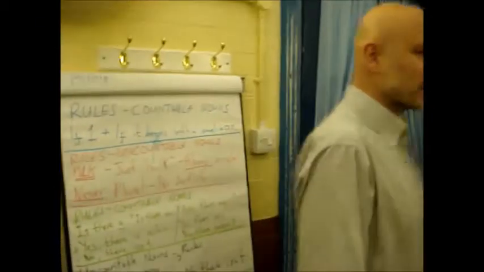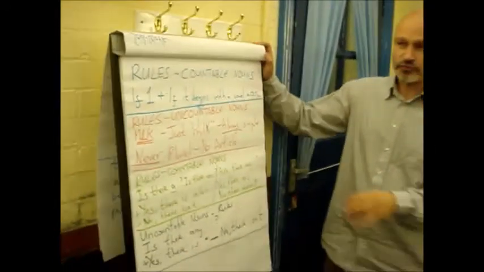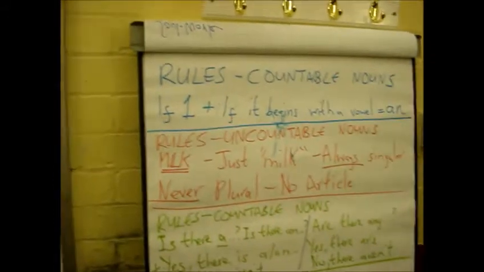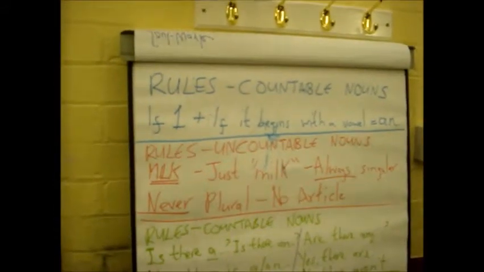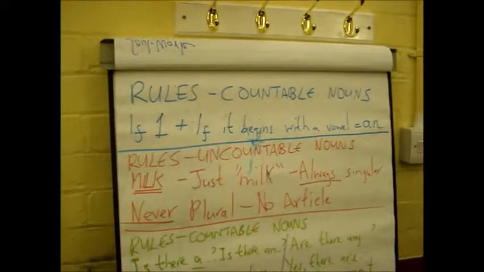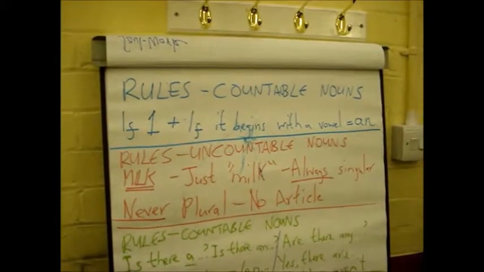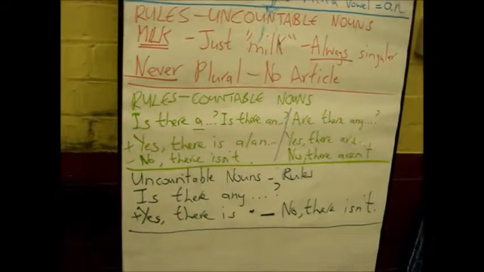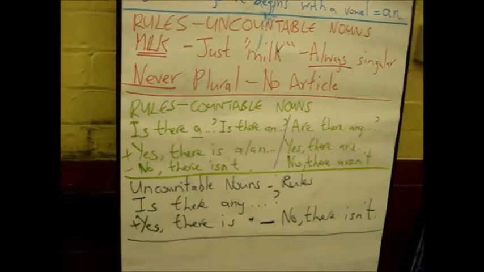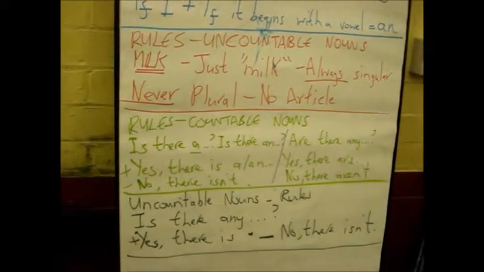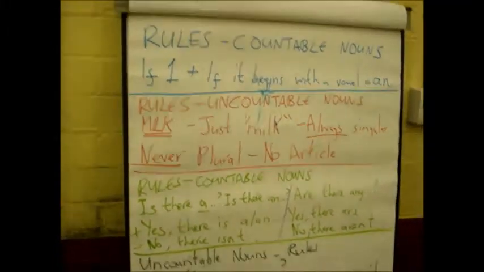And then we went over some rules. Now, some rules for countable nouns. Just remember about a or an. If it is one thing and you can count it, and it begins with a vowel, we say an. So, an orange, an apple. But we'll say a biscuit, a bread roll, an egg, because it begins with a vowel.